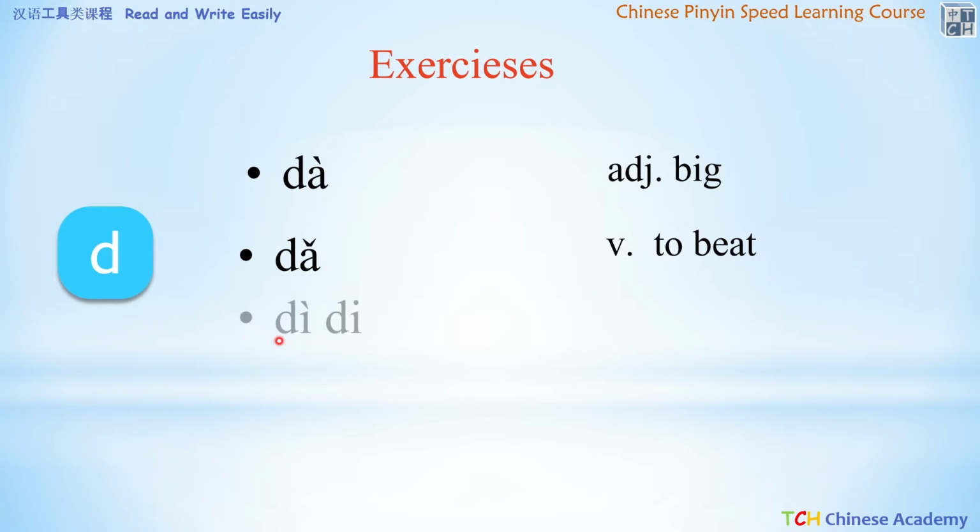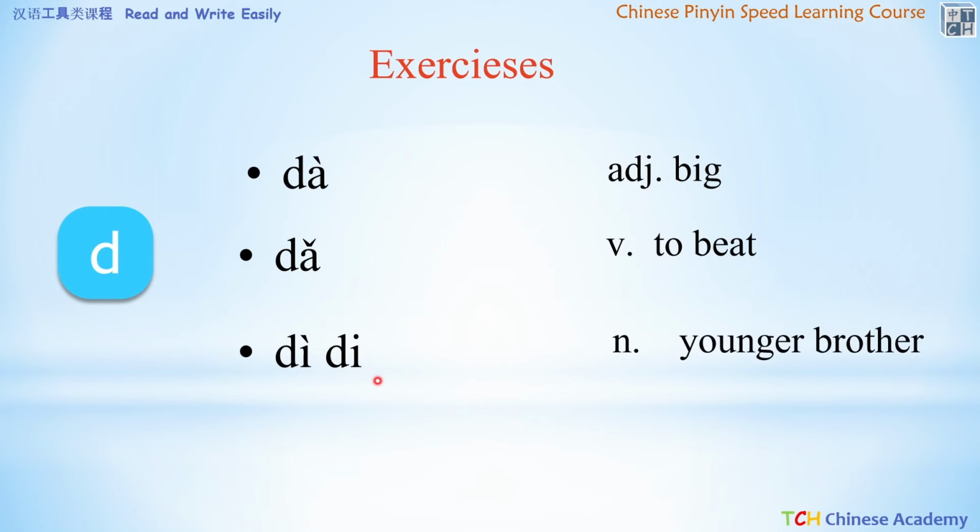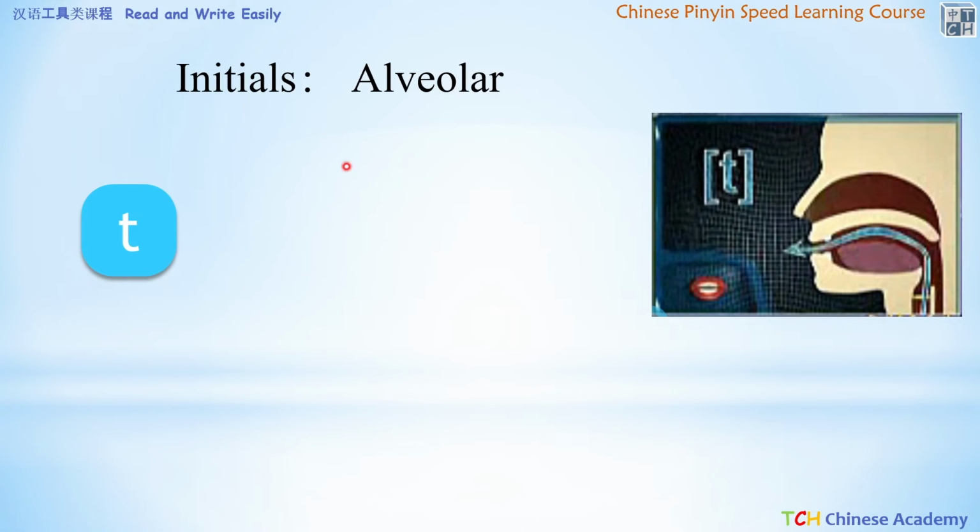And next one is di. So this final is e, and we'll learn that later. And di, the fourth tone. And this one, no tone, as it is the repetition of the same word, so it's not stressed. Didi. That is younger brother.